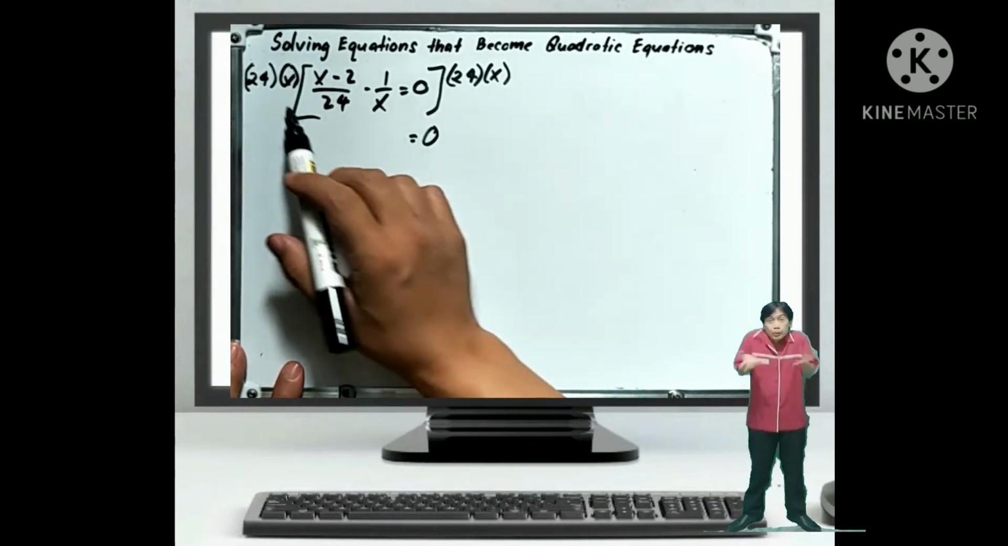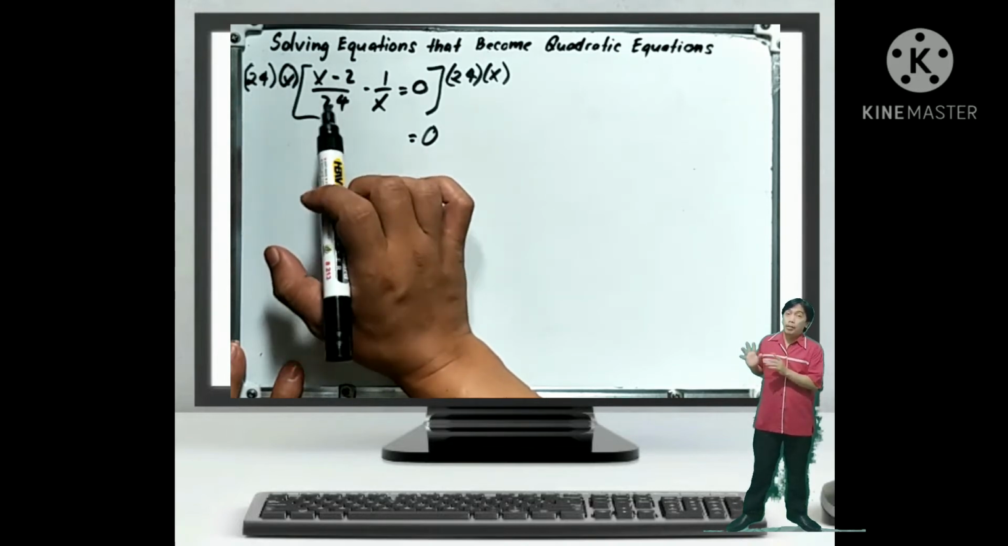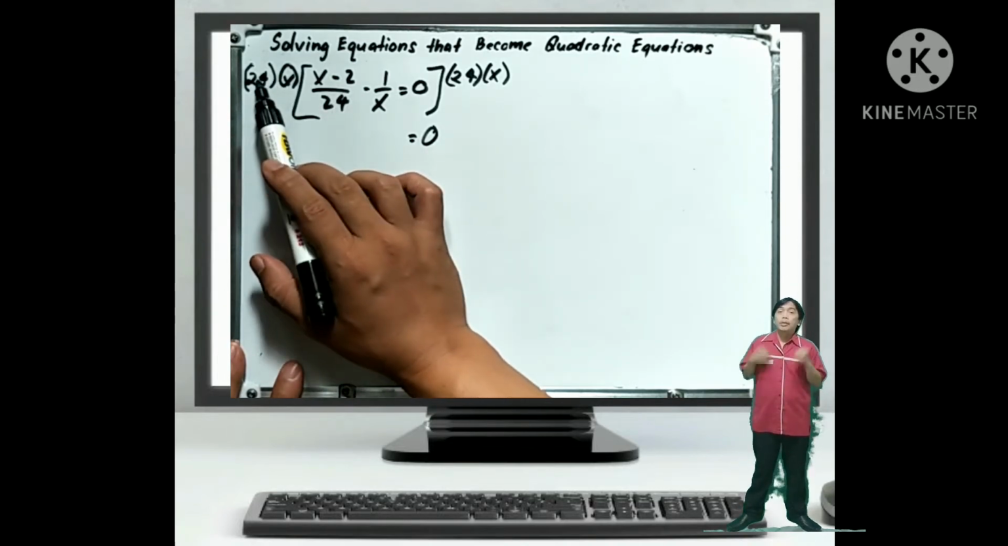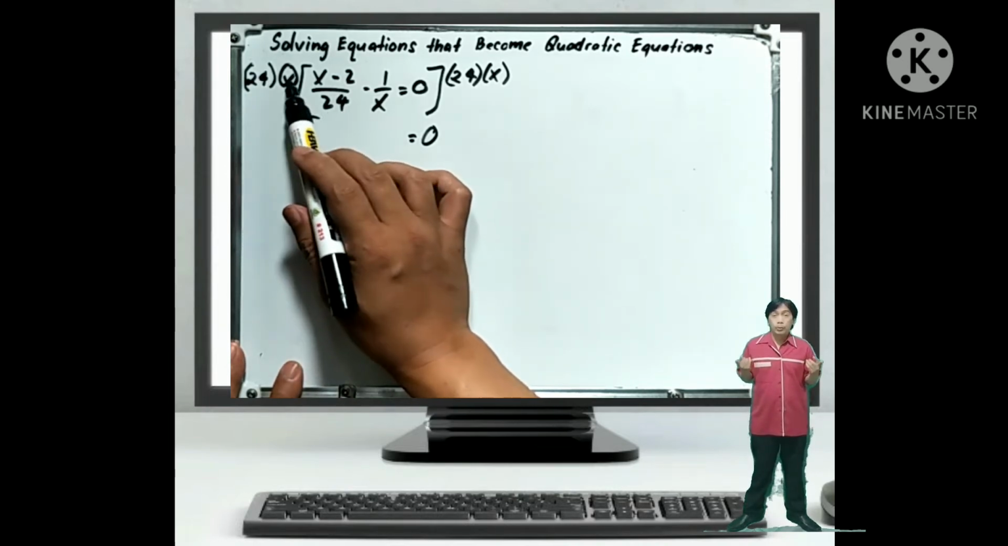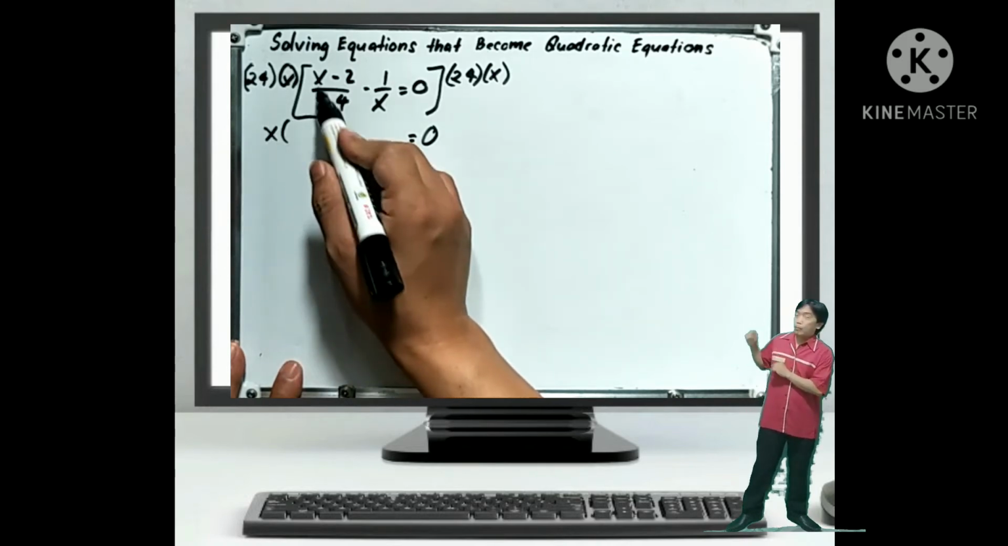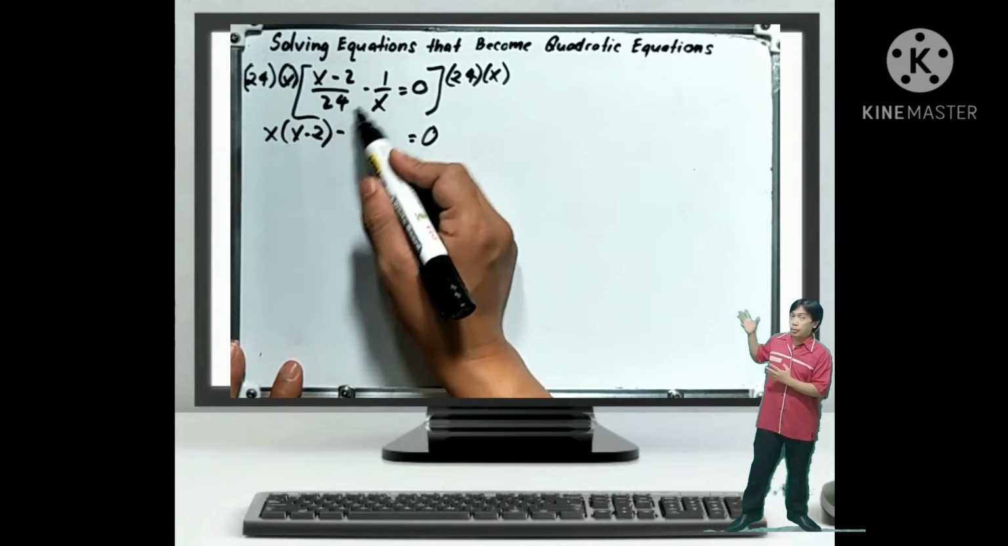Okay, so the problem is the left side. Now, we are going to multiply this to this, dividing by 24. Since we have 24 here and 24 in the denominator, we can just cancel it out. So what remains is x, then x minus 2. Okay, then let's proceed to the next one.